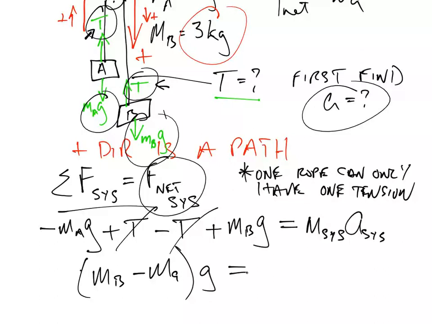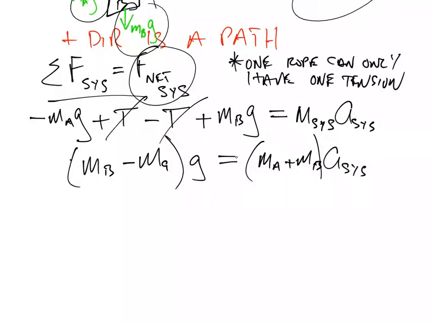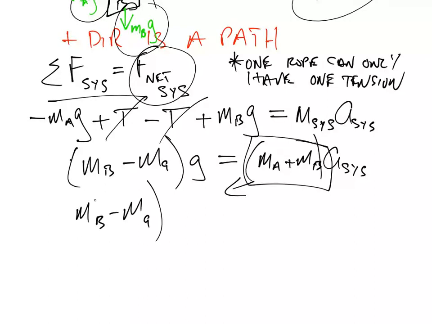And now that's going to equal the mass of the system. What is the mass of the system? Well, there's only two masses in the system. It's ma plus mb, times an acceleration of the system. And so now to find the acceleration of the system, all we would do is take this term and put it in the denominator on the other side. So it would be this term divided by ma plus mb, and that's all going to be the acceleration of the system.